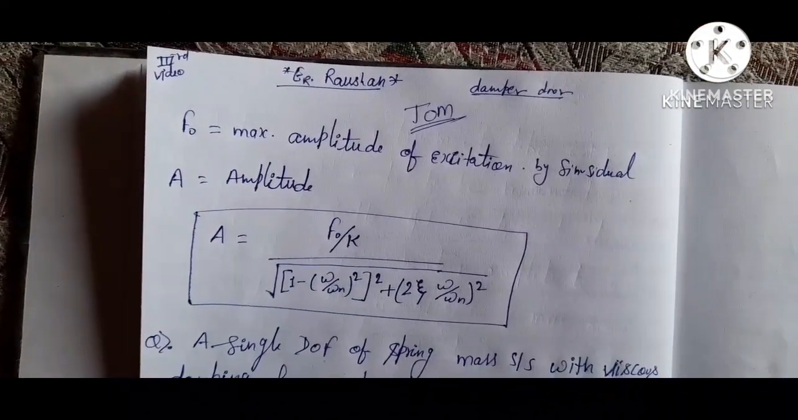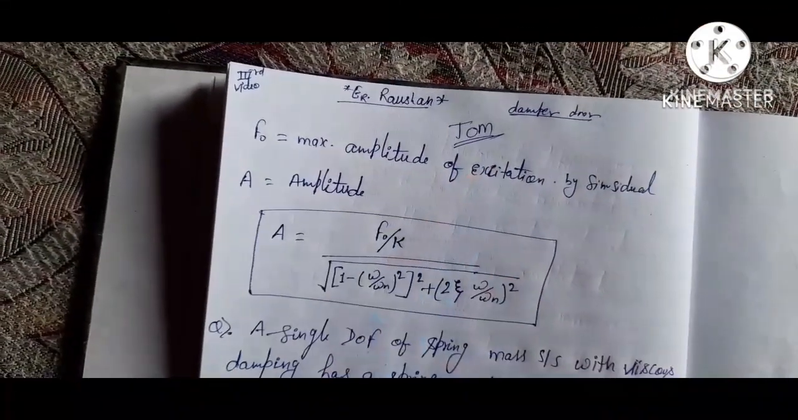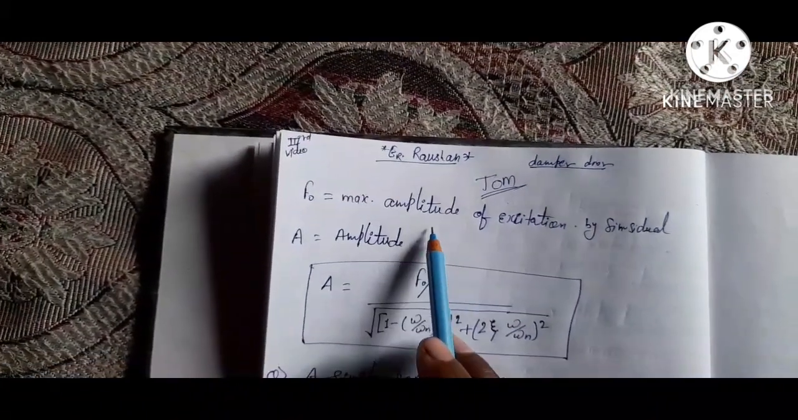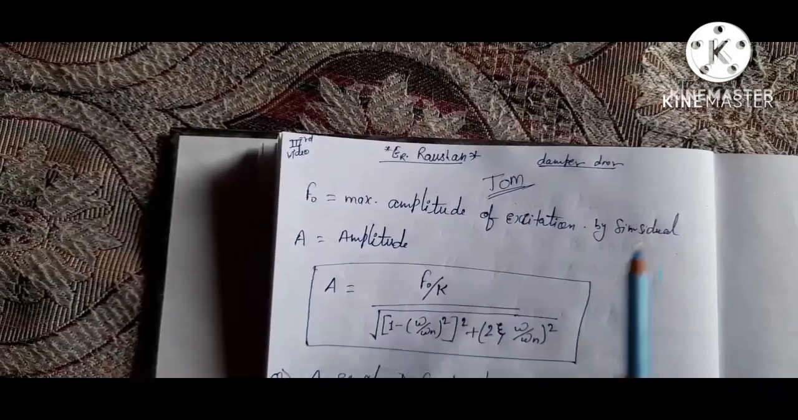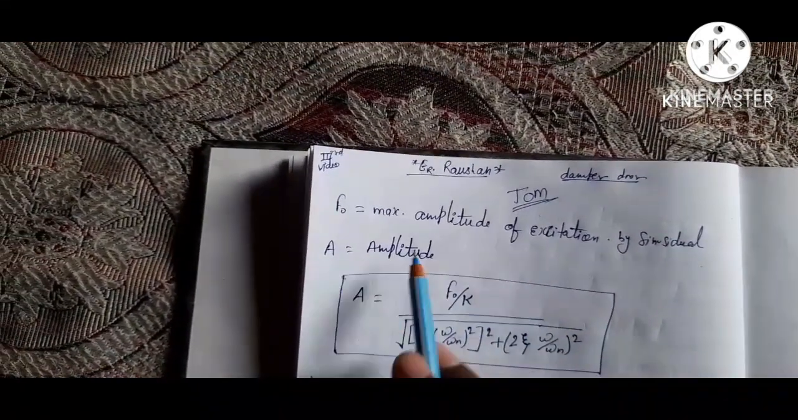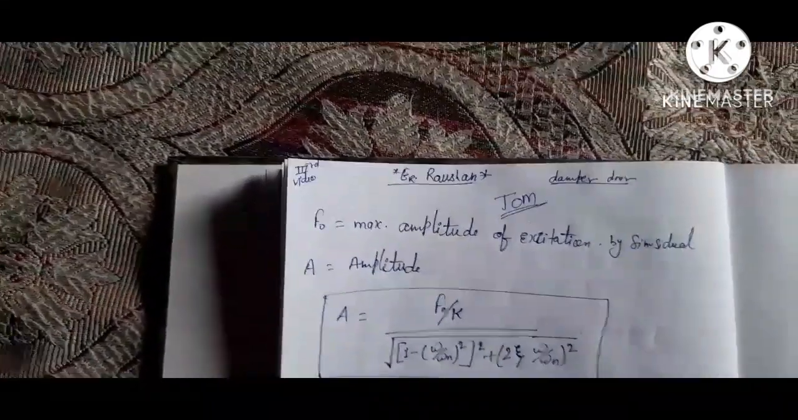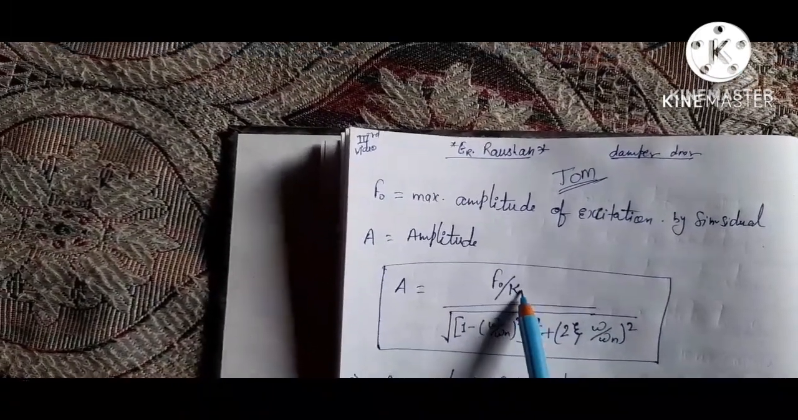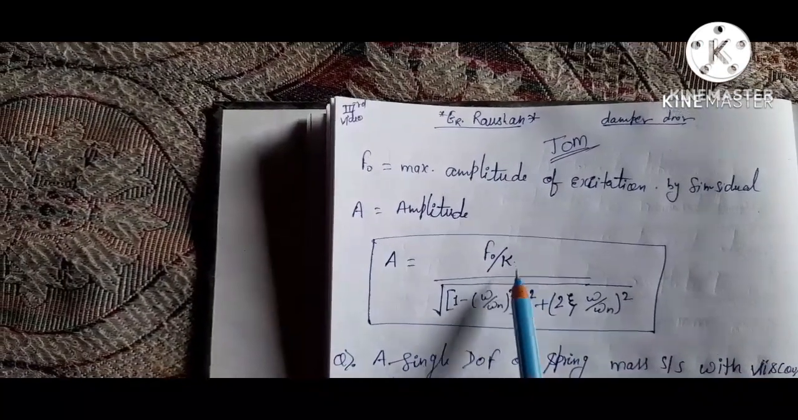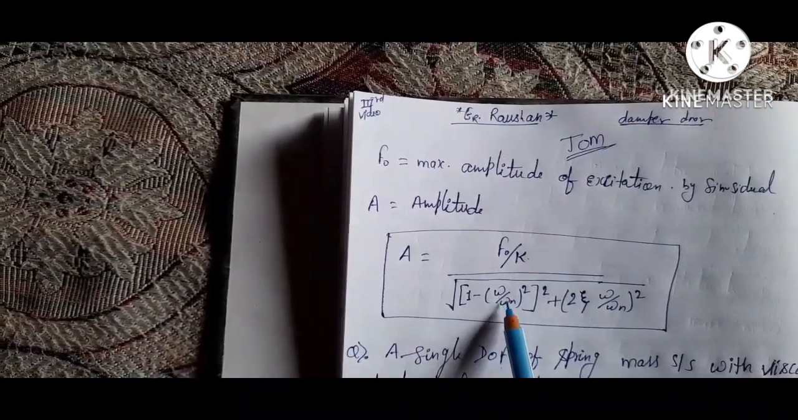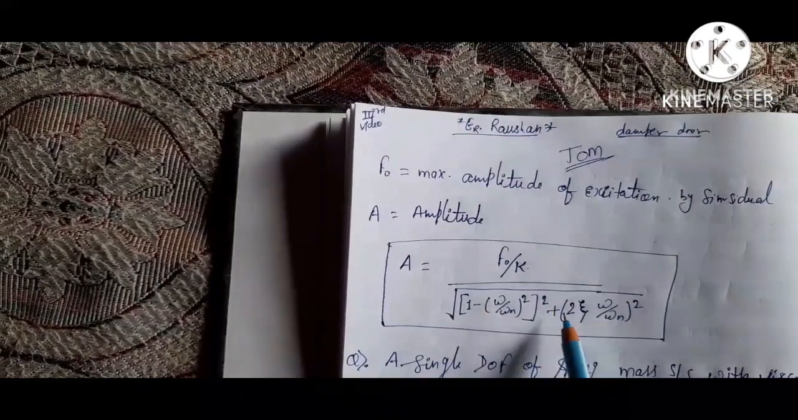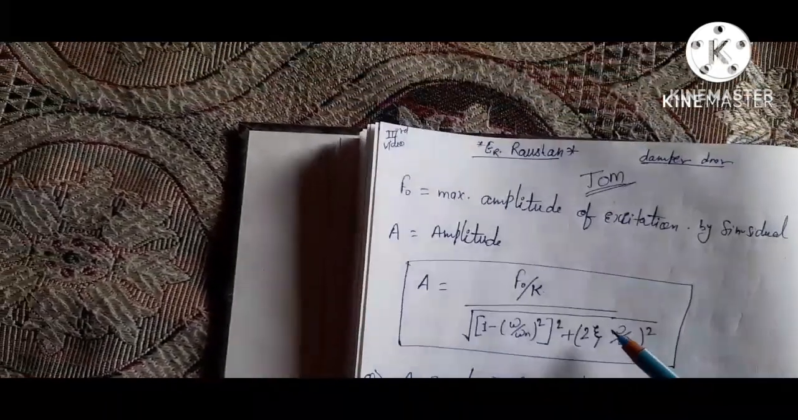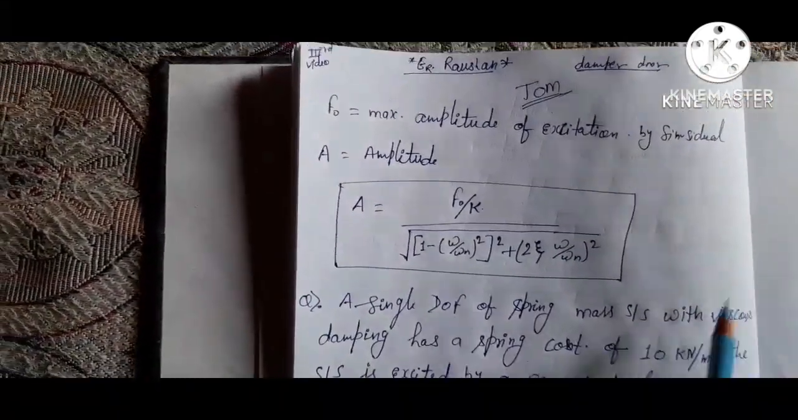Now this is the third video on a topic related to theory of machines, and here we do some practical numericals. So friends, F0 is the maximum amplitude of sinusoidal excitation. The amplitude A, in mm or meters, equals F0 divided by K, the spring stiffness, over the square root of (1 minus (omega by omega n) squared) whole squared plus (2 zeta omega by omega n) whole squared. So friends, this formula is used with a practical numerical.